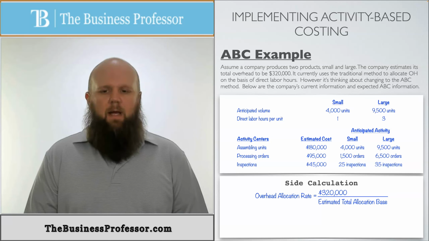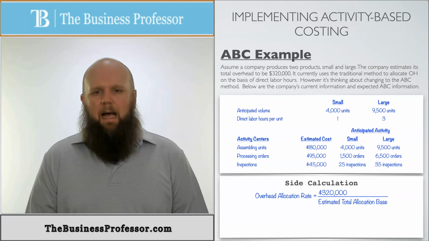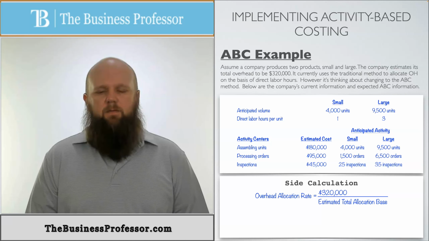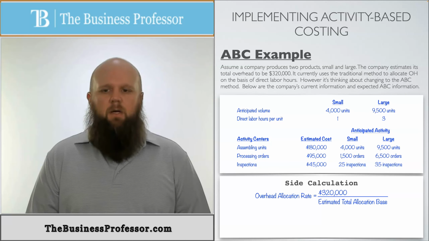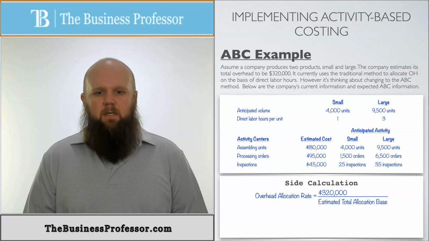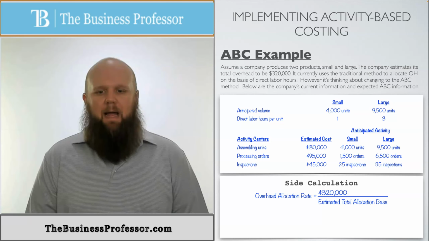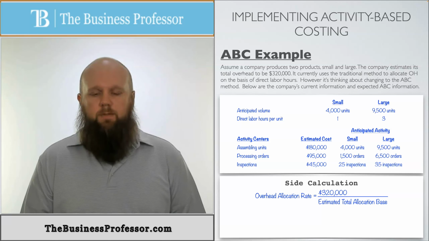Our estimated total allocation base, well, it doesn't give it to us outright, but we have enough to calculate it because it says the anticipated volume of a small is 4,000 units and the anticipated volume of a large is 9,500 units, and it tells us how many direct labor hours per one unit it takes to produce. Now, we also know that our allocation base is direct labor hours. So really what we're looking for is the total number of direct labor hours they're expected to use.